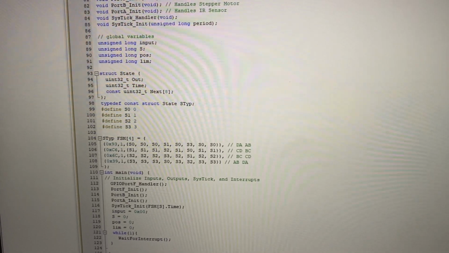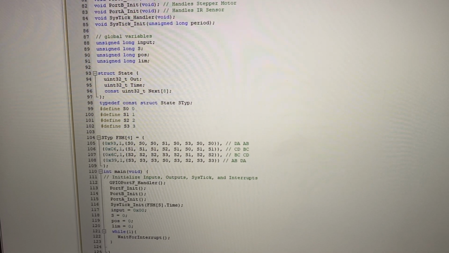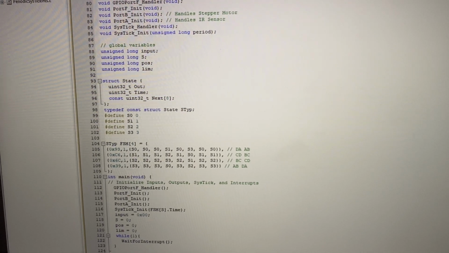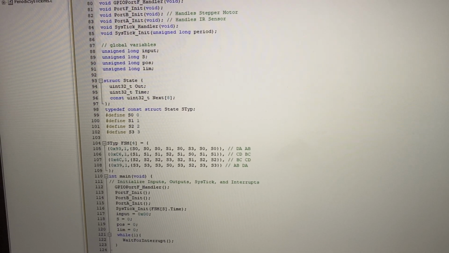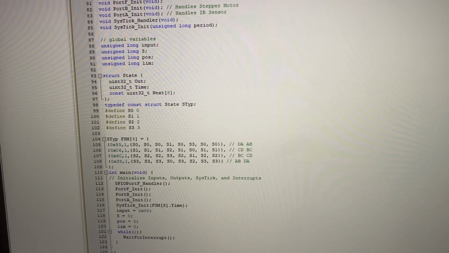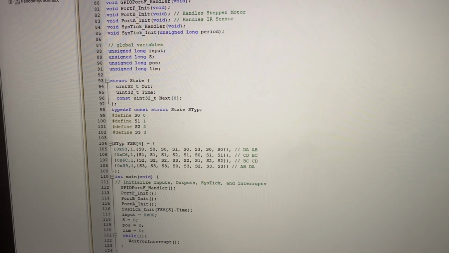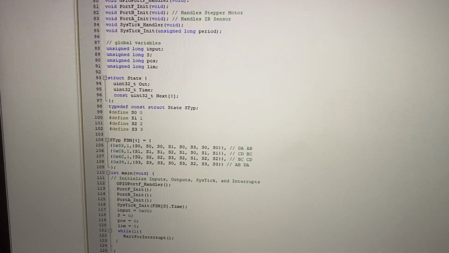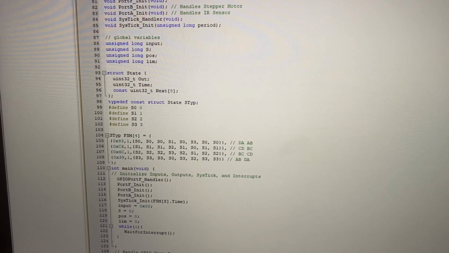As you can see here, for the finite state machine, we have out, time, and next. Depending on the value of next, it's going to determine what state it's going to go to. Out is obviously going to have the output of the whole thing, and time is going to represent how long the delay should be for each stage.